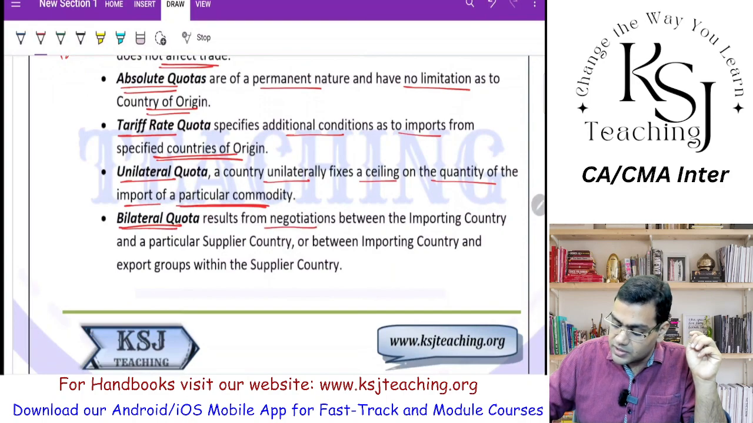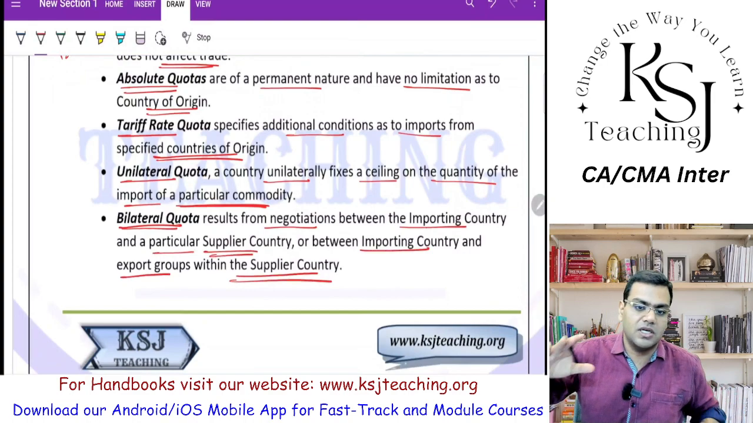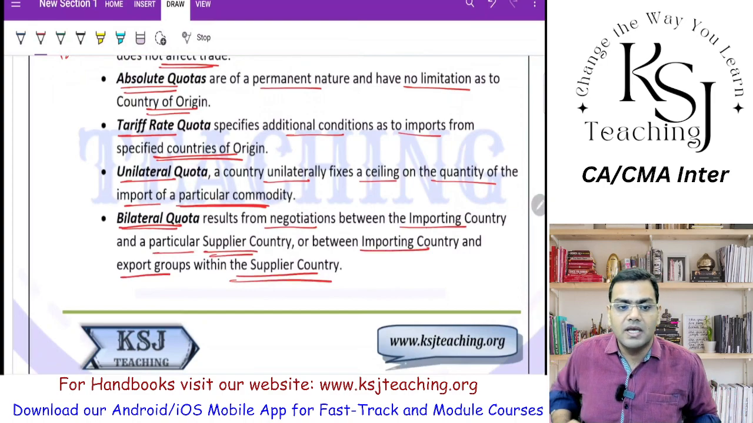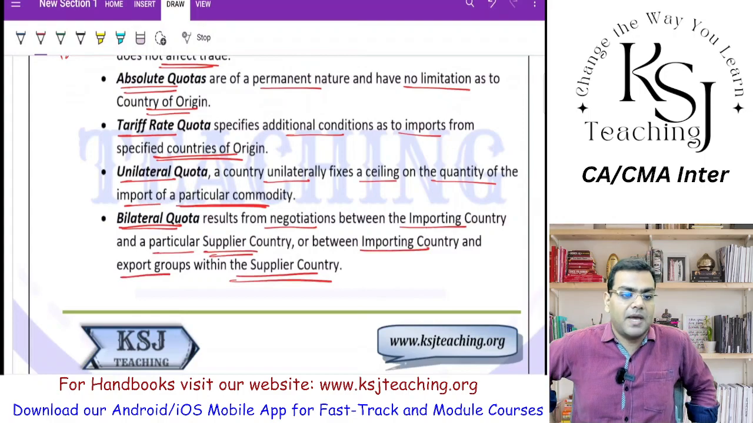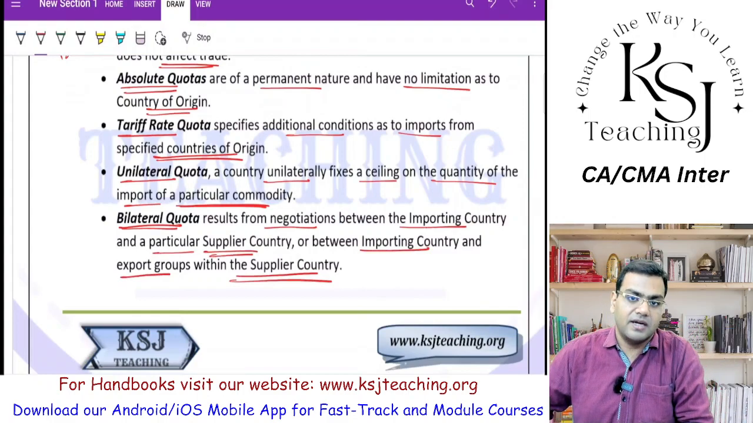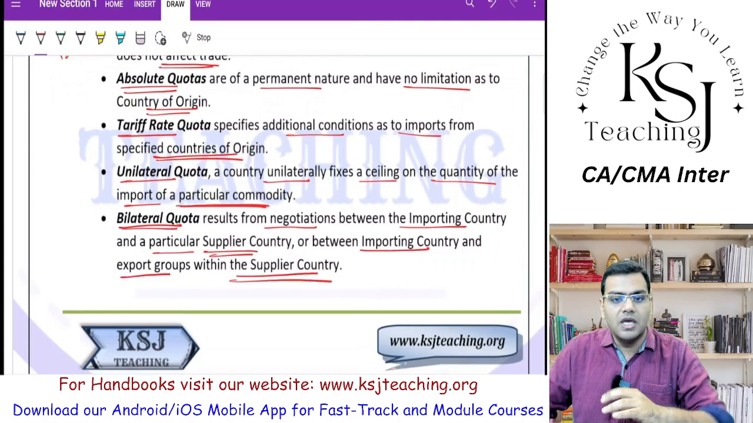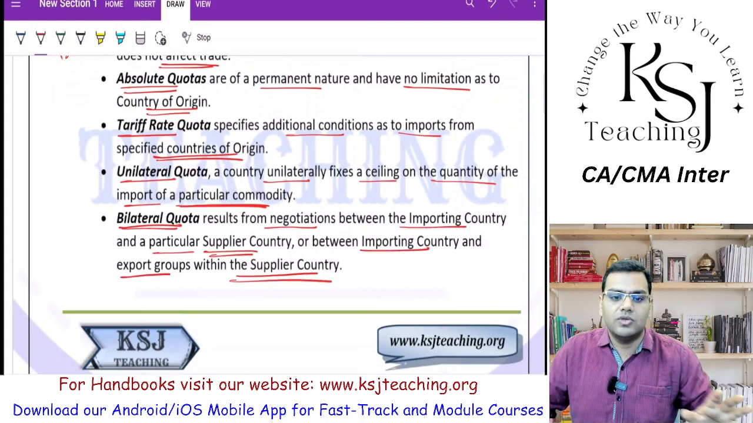Resulting from the negotiation between the importing country and a particular supplier country, or between the importing country and the export groups within the supplier country, that this much we can export, and this much you have to put restrictions on the import, otherwise our country will be impacted, right? So it is bilateral when it is being negotiated, and the restrictions are being set after the negotiations between the two countries. Unilateral is where there is no negotiation, right?